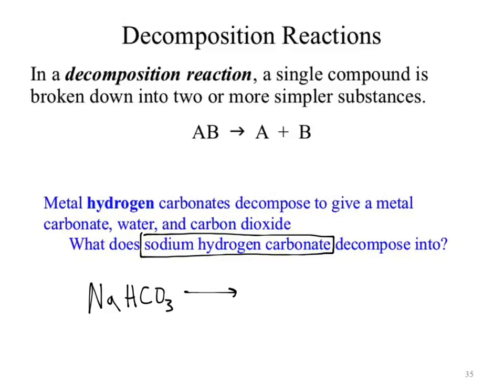What is the symbol for our metal? Na. What is our symbol for carbonate? What else does it give as a product? Water, which is the symbol H2O. What else does it give as a product? Carbon dioxide.